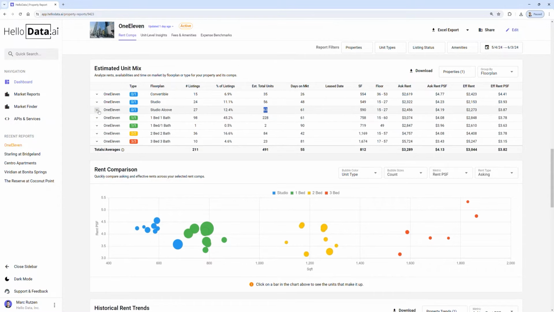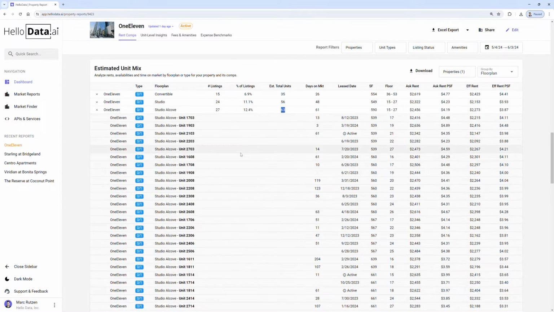And if we drop this down, the beauty of this approach is that we're actually showing every individual unit we've seen. We're reconstructing the rent roll for each of these properties in real time as we see new units hit the market. So these are the specific units for the studio alcove. Here's how long they were on the market. Here's the date they leased, or the day the listing was removed, the square footage, the floor number, the asking, and the effective rent, including concessions on the day this unit was taken down from the market.